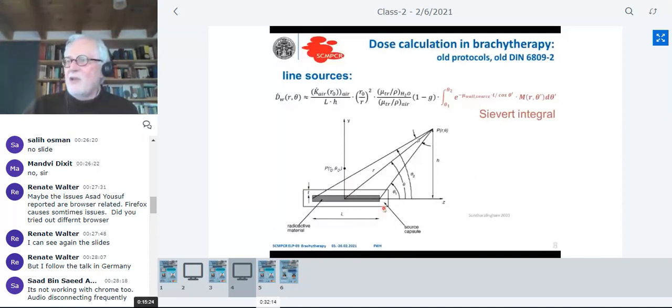What I had showed you before is actually for a point source, and that is also why the inverse square law works. So this would be the finally correct way to calculate your dose rate from a brachytherapy source.